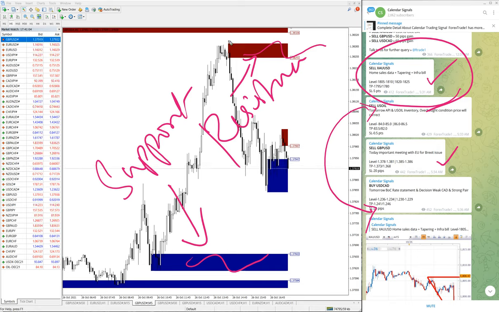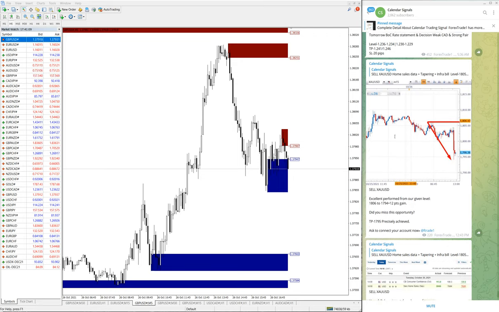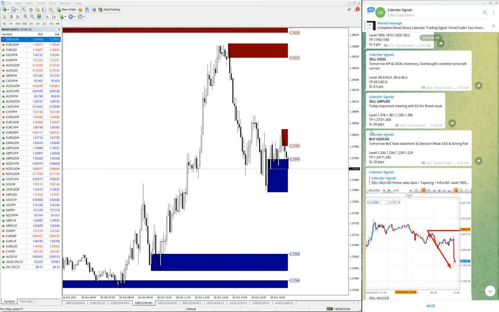And also of course live support and guidance will be given to new traders as well.